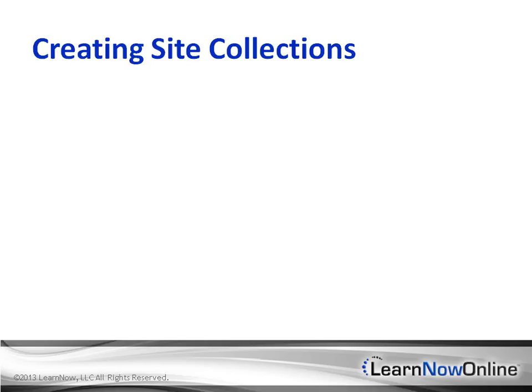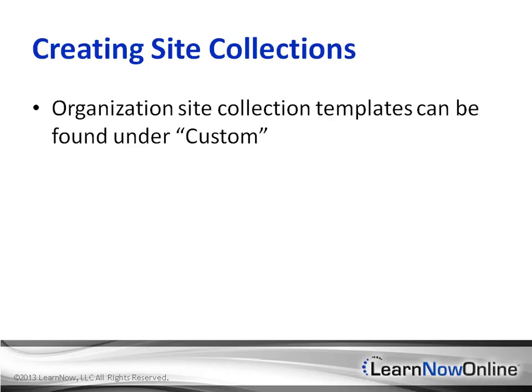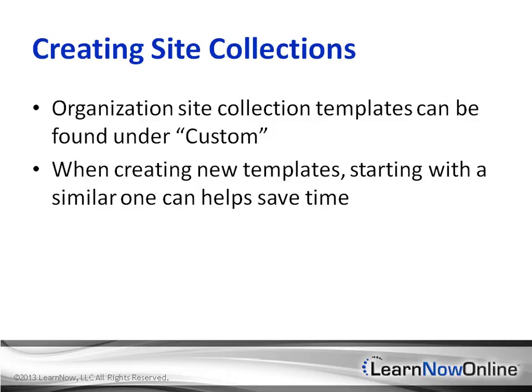So you have templates. How do you actually work with them? Your organization site collection templates can be found under Custom when you're creating this. We're going to look at this in a demo in just a bit, but you have the built-in templates that you can modify and remove, or you can just have your organizational templates separately registered inside of SharePoint. When creating a new template, the closer you can get to what you already have, the better.